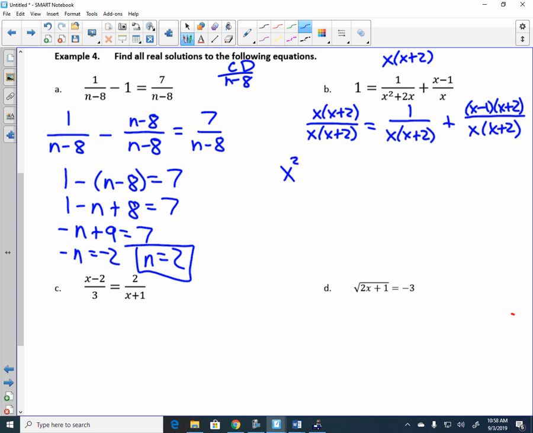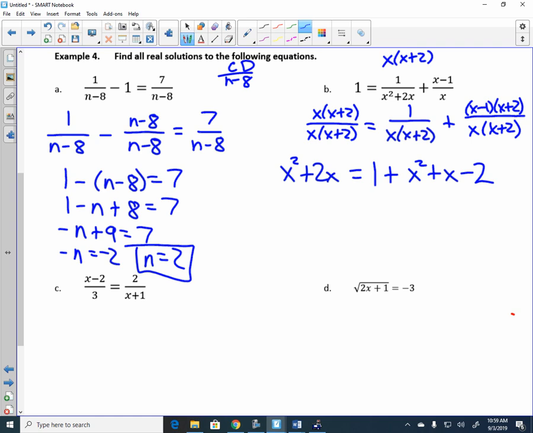I have x squared and 2x. I have 1 plus x squared plus x minus 2. If I have a second degree equation like this, what do I do to solve? What's your approach going to be here? Yeah, very good. Gather everything on one side, so you set equal to 0.